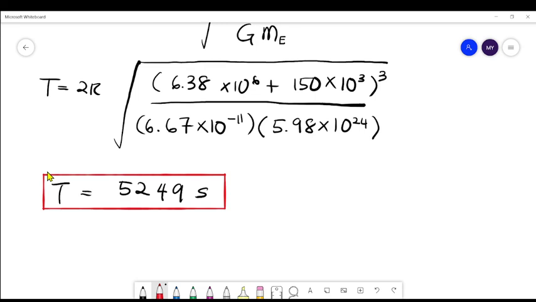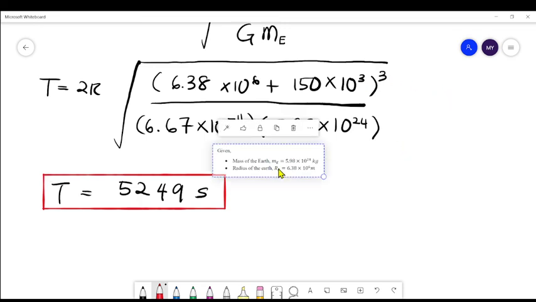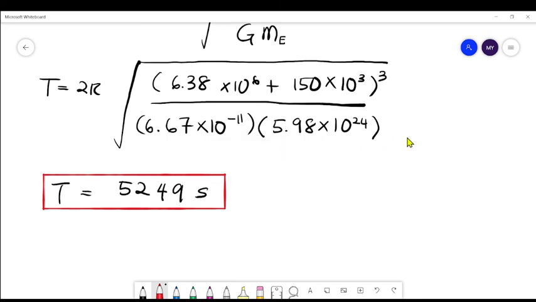Ini lebih kurang kalau kita kira dalam minit, 5,249 bahagi 60, kita akan dapat lebih kurang 87.5 minit. Jadi sebenarnya, lajulah satelit yang mengorbit bumi. Dalam masa lebih kurang 1.5 jam, dia dah lengkapkan satu pusingan orbit. Dia dah mengelilingi bumi satu kali.